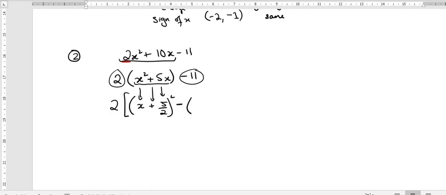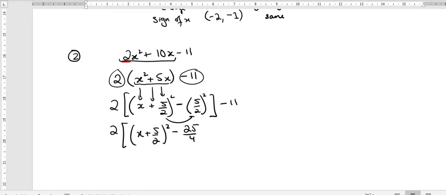Always take away whatever number you have there. So that's 5 over 2 squared. And that's that part done. And then you have this minus 11 on the outside. Okay, right. Let's tidy this up. I've got x plus 5 over 2 squared. Square that. That gives me 25 over 4. And then the minus 11 is still on the outside.